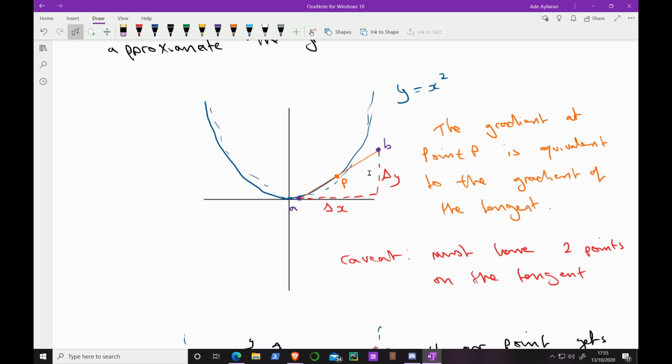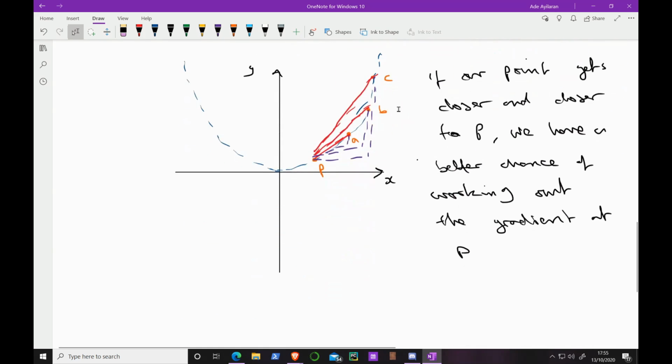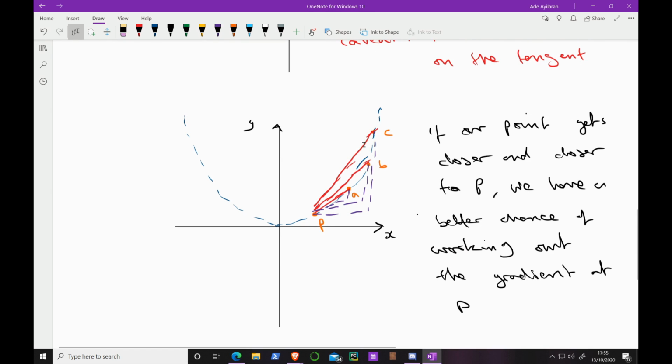Now, the orange writing that I have here says that the gradient at point P is the same as the gradient of the tangent at point P. Okay. Now, if we go to this situation here, if we take the line PC, the line going between P and C, is that a tangent? No, because it crosses the curve and it's very far away.